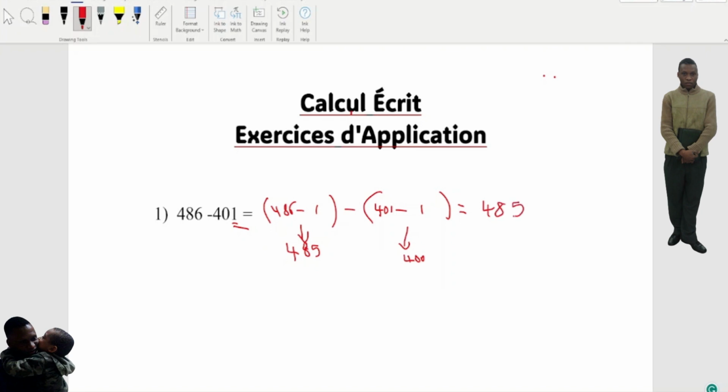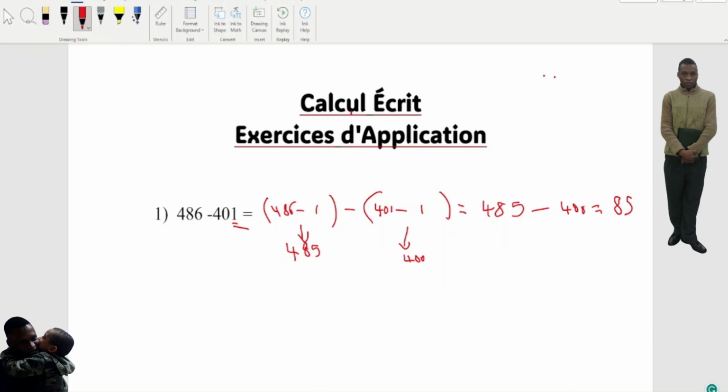485 minus 400. How much is gonna be left? If you take 485 minus 400, how much is gonna be left? 85. You're gonna have 85.